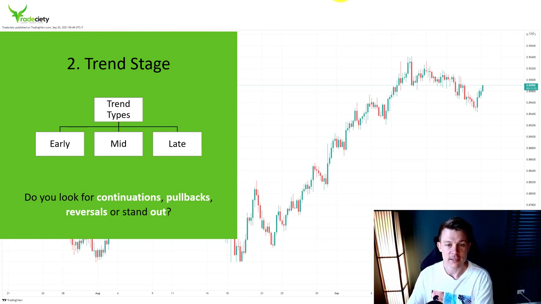That's good, but there's a huge difference between a market that is in an early trend, a mid-trend, or a late trending stage. And how we categorize the trend that we are looking at determines what type of trades we are looking for. Are we looking for continuations? Are we looking for pullbacks? Maybe even reversals in a late trend? Or is there nothing that we can trade right now because our strategy is not aligned with the trending stage that the market is currently showing us?